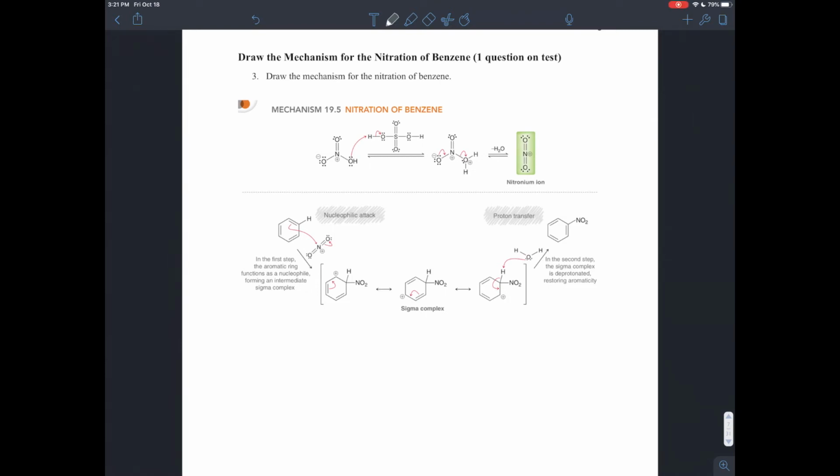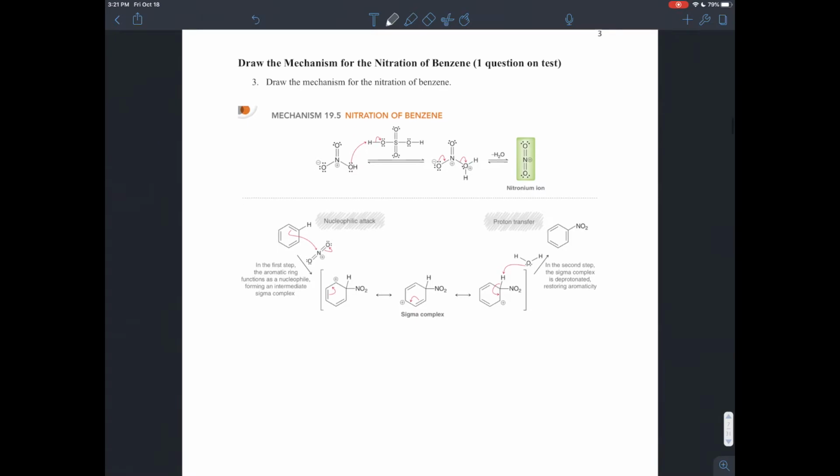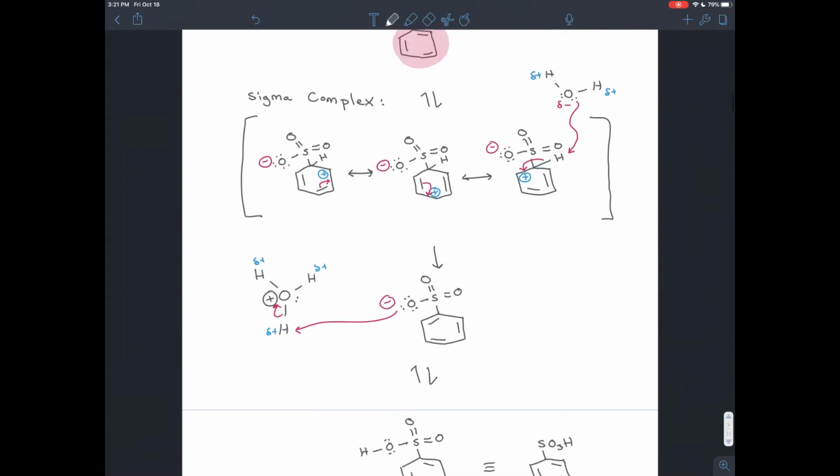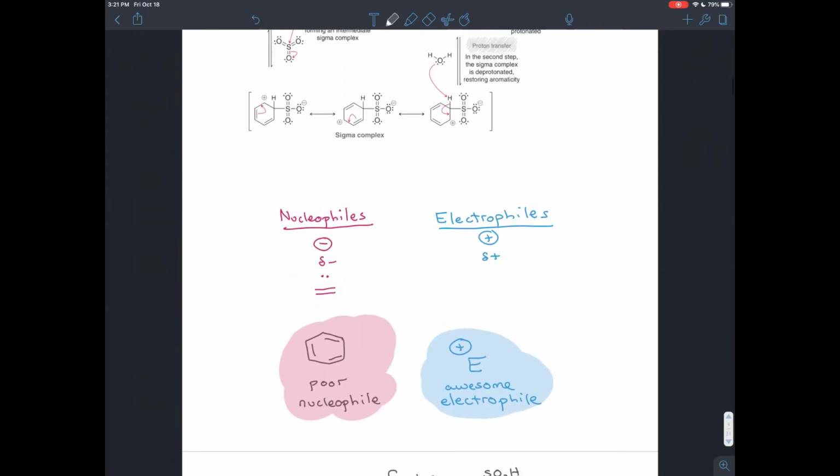So we're trying to put branches on benzene, which we've seen is a poor nucleophile. In the mechanisms for bromination and for sulfonation, the first step is always recognizing that benzene is a nucleophile because it has those pi bonds, but it's very stable, so it's not very reactive, so it's a poor nucleophile. And in order to tempt it to react, we have to combine it with an awesome, amazing, incredible electrophile. Preferably one that has a full positive charge rather than the partial positive charge.